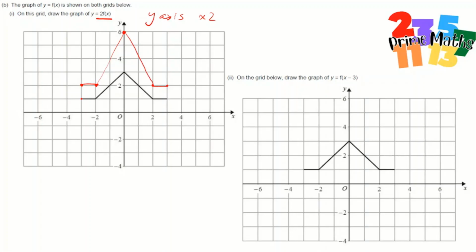The second part of this has a transformation of x - 3. This affects the x-axis, and it adds 3 to all of my x coordinates. So the point that's currently at -3, 1 will go to 0, 1. Our maximum point from 0, 3 will go to 3, 3. And then similar on the other side. And our graph should look like this.